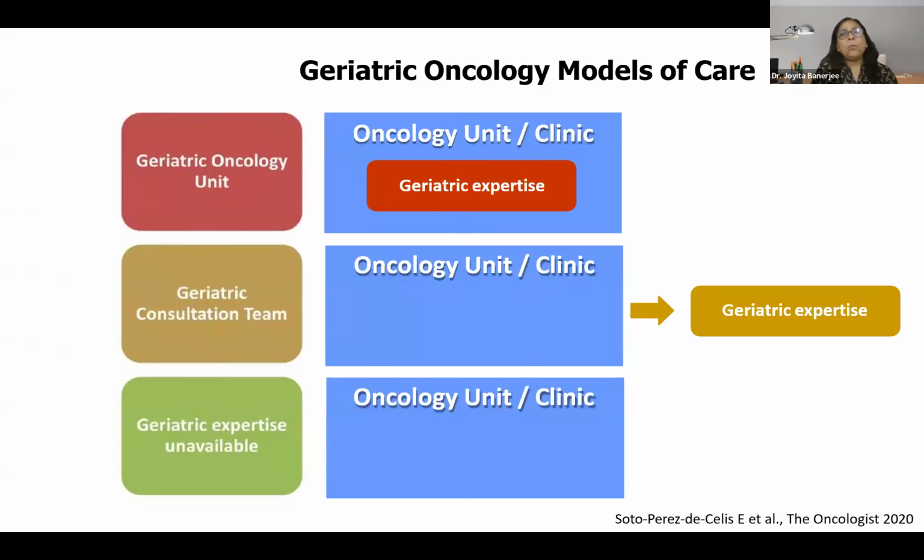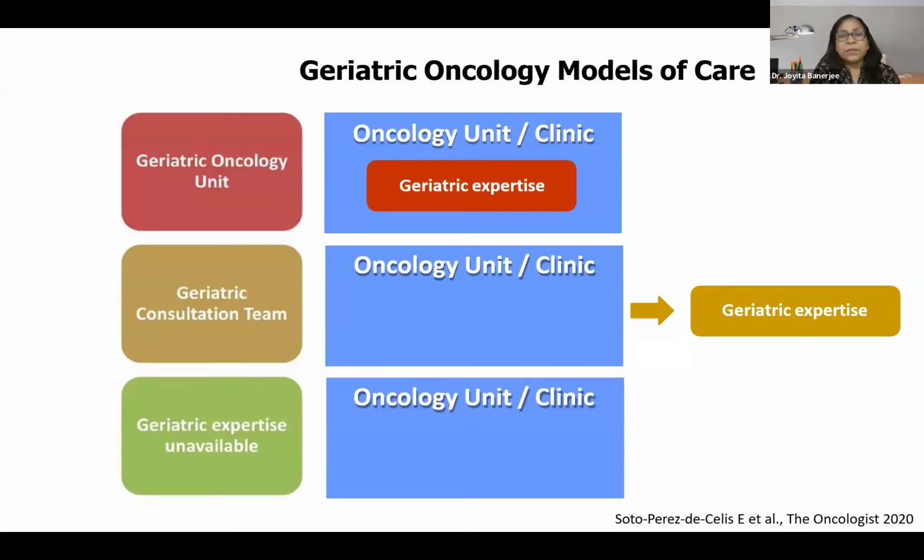So what are the models of care and where do we fit in? There are different models of care. We can have a geriatric oncology unit, which is the ideal situation where we have an oncology unit or clinic and we also have geriatric expertise, say in an academic institution where a geriatric department is there. Or we have a geriatric consultation team: an oncology unit that can outsource geriatric expertise. They can send their patients for a geriatric assessment to the experts outside the oncology unit.